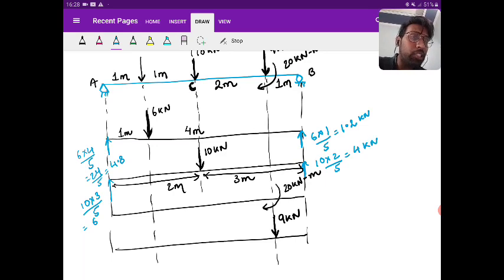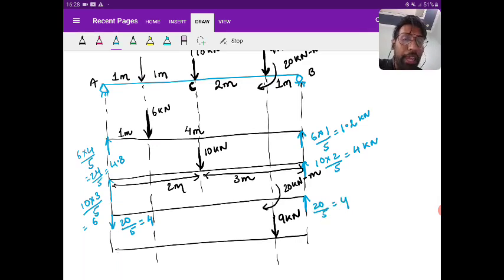Next, 20 clockwise. So balance by the opposite couple. Show the direction properly. What's the value? 20 by, what is the total length? 5 meter. So it will be equal to 4. Here also it is 20 by 5, it will be equal to 4.